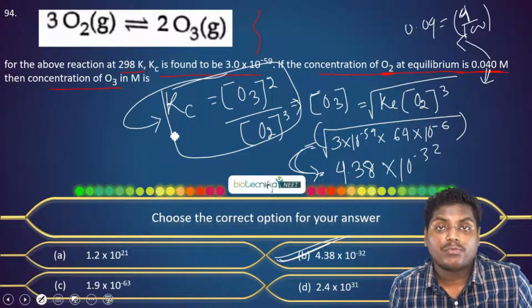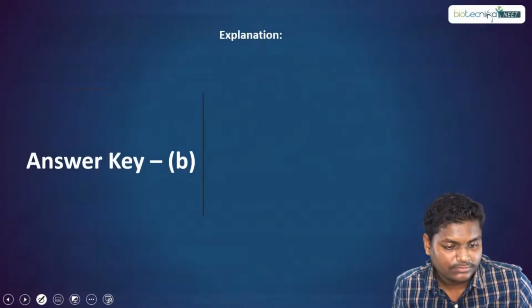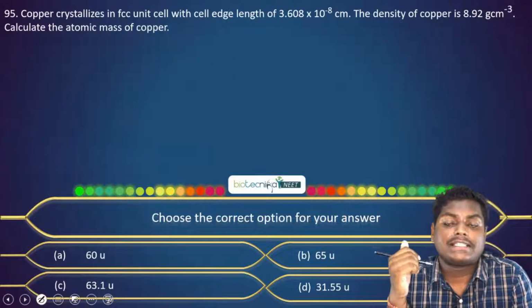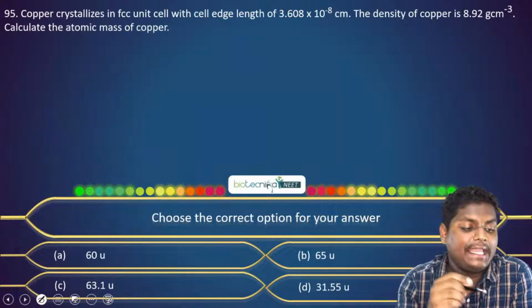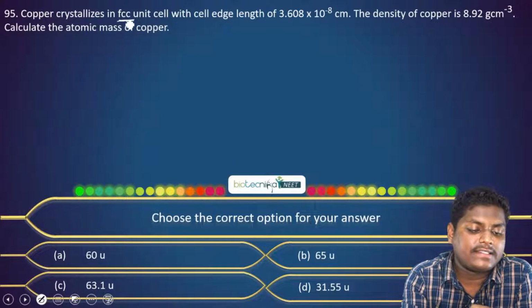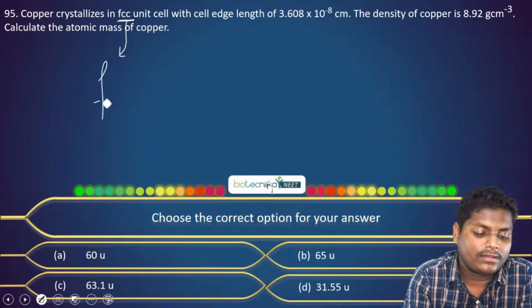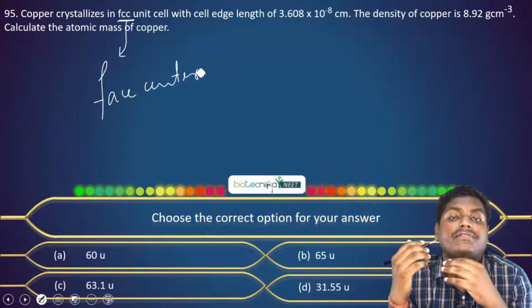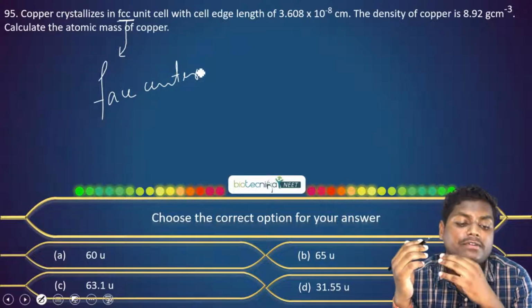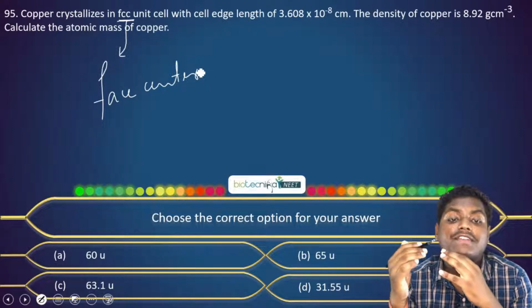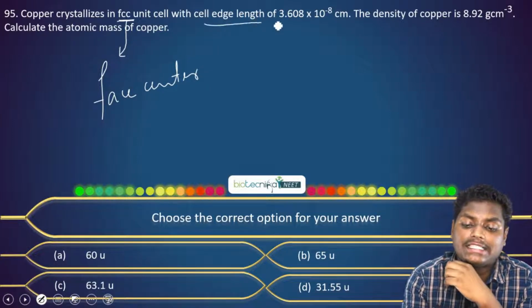Okay. So let's move to the next question. The next question is from solid state chemistry. It's saying that copper crystallizes in FCC. Now what is this FCC? The FCC is face centered unit cell. So copper crystallizes in FCC unit cell with cell edge length they have given us.